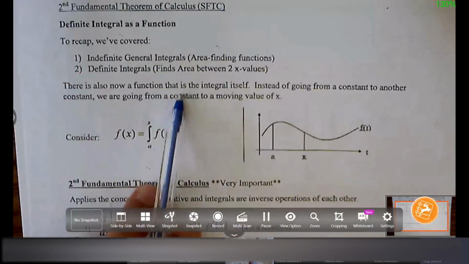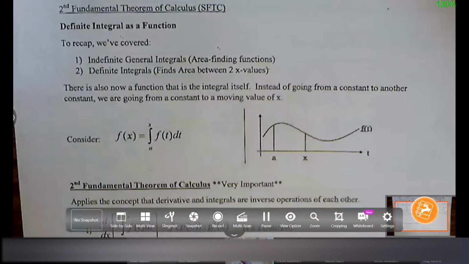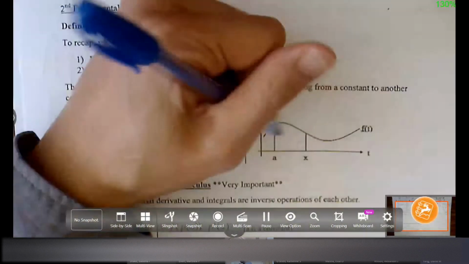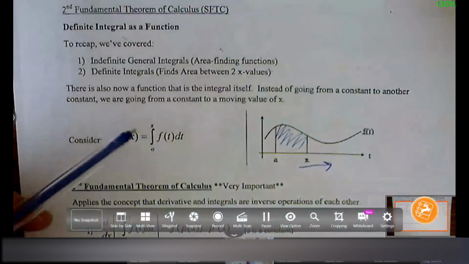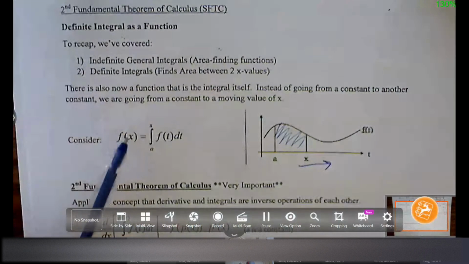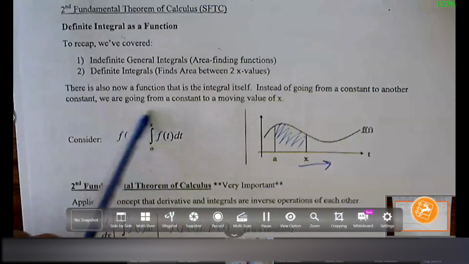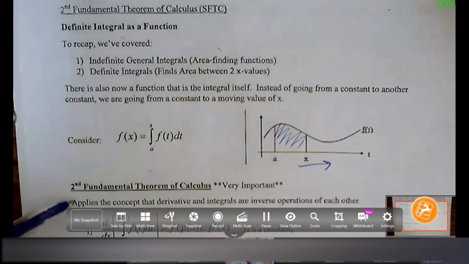There's also a function where the function is the integral itself. Instead of going from a constant to a constant, we're going from a constant to a moving value of x. This seems like a complex idea, but we're going to be able to use the second theorem to help us get this into something a little cleaner. Right now I just want to show that relationship between derivatives and integrals with the second theorem.